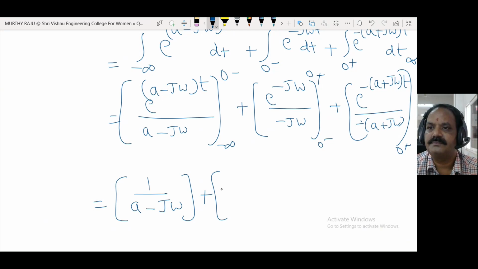Here e power 0 by minus j omega, e power 0 by j omega. 0 is substituted here, where we have e power minus j omega t.